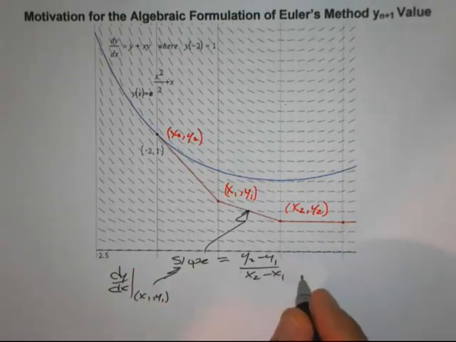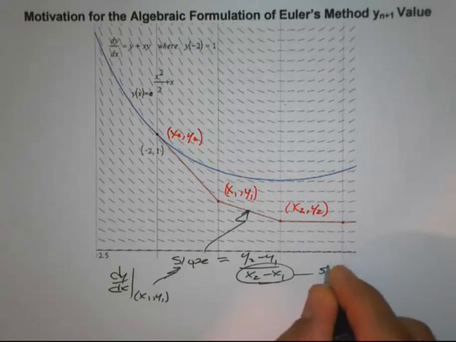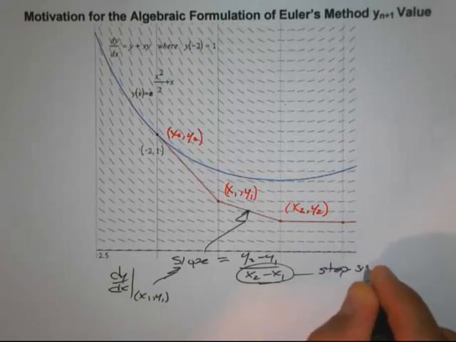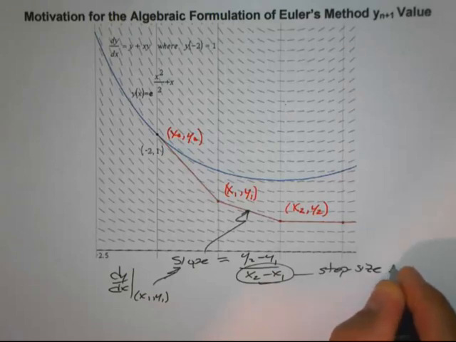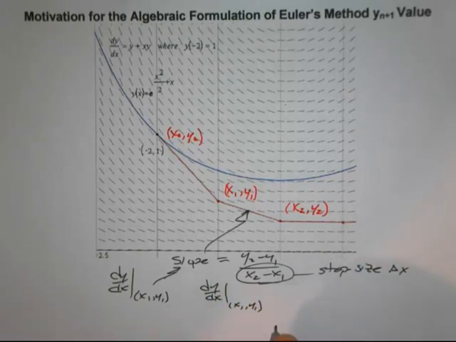On this right hand side, this x sub 2 minus x sub 1, that's the difference of the x coordinates, and that's actually something we know right away because we decide that ahead of time. That is the step size. So right here, this is the step size, which we can denote as delta x. Okay, so let's rewrite what we have here based on this input. We've really got dy/dx evaluated at x sub 1, y sub 1 equaling y sub 2 minus y sub 1 over delta x.